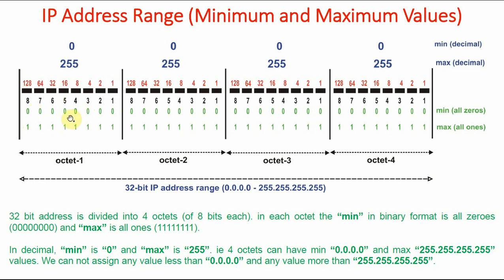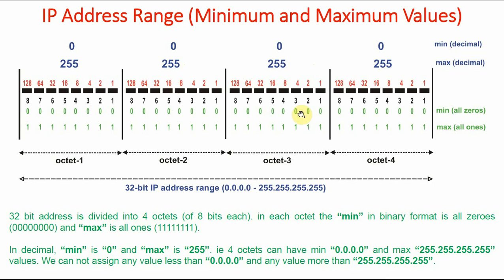If we convert it into decimal, what will happen? What will we get? 0. And if we convert the eight binary 1 bits into decimal, then it will be 255. That means your first octet can have the minimum value 0 and maximum 255. Now the other octets will have the same properties: 0 to 255, 0 to 255, 0 to 255.